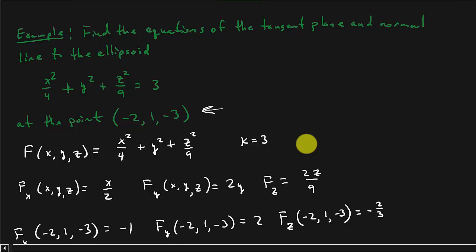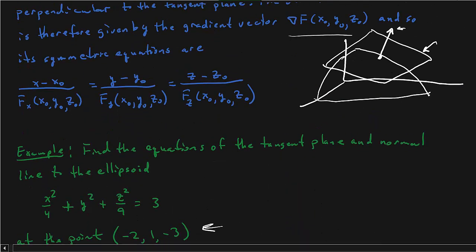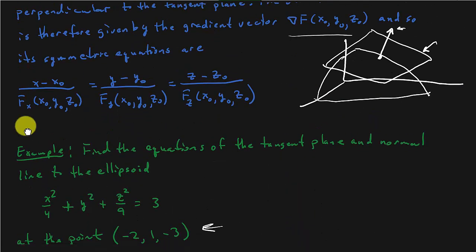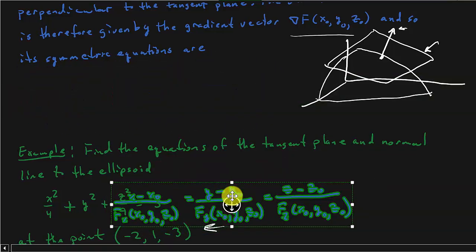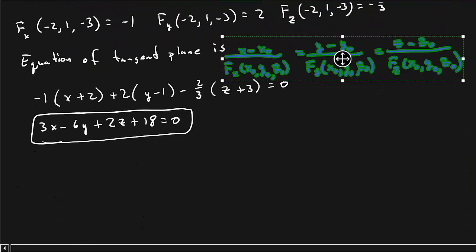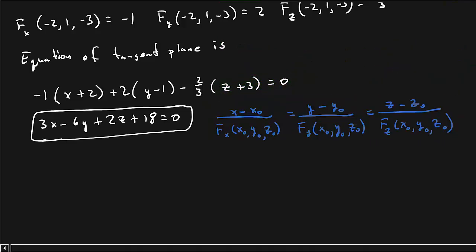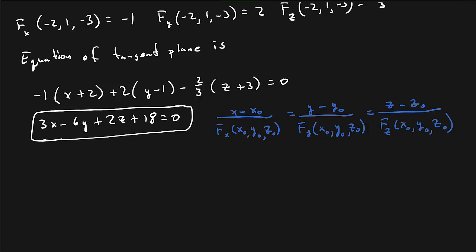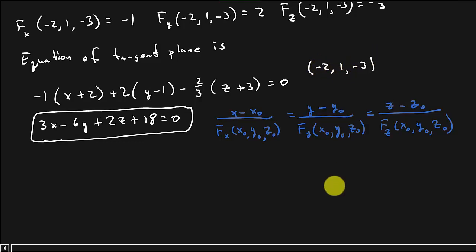And then they want us to also, that's the tangent plane, and then they want the normal line to the ellipse at the point. So that's this formula. We've already found everything, so let's just bring this down here so you can see it. There's the equation for your normal line. And once again, we have the point what? Negative 2, 1, negative 3.